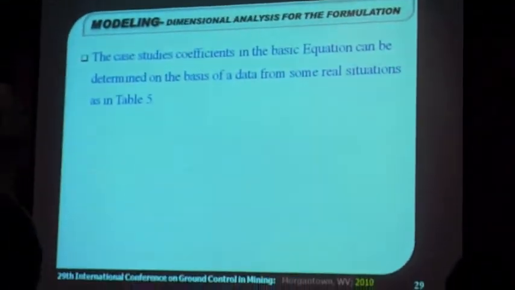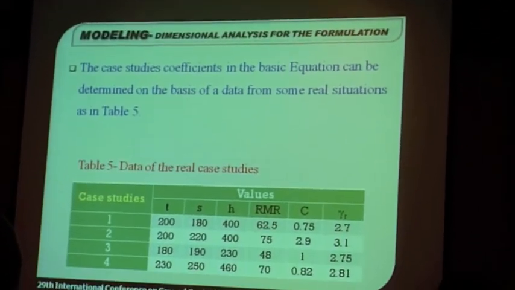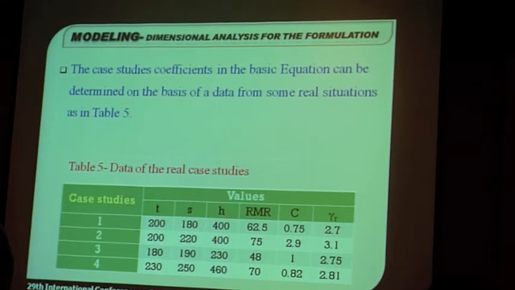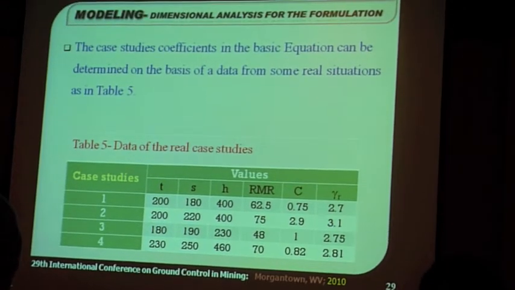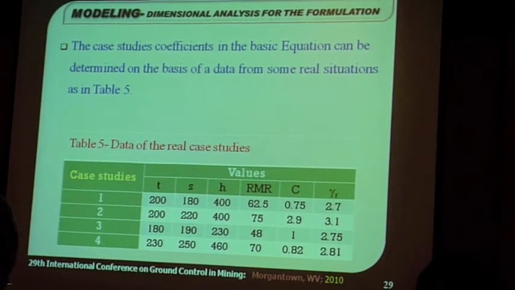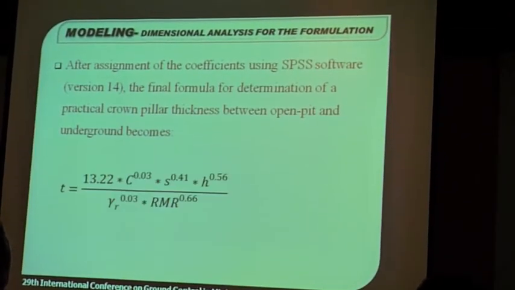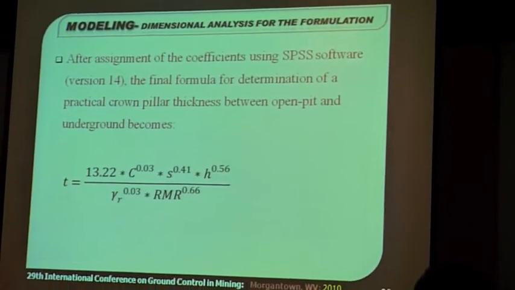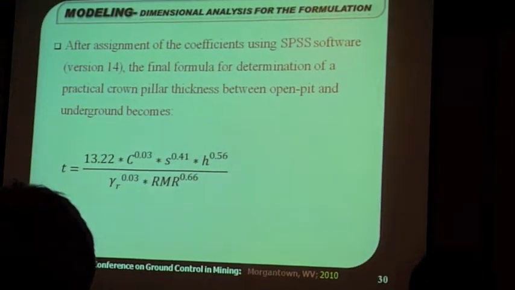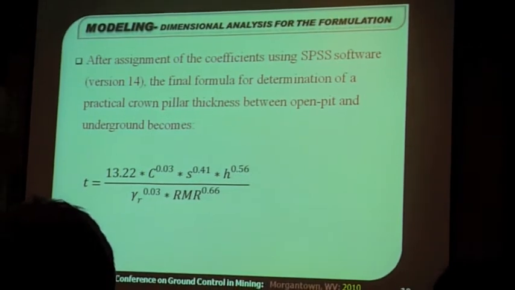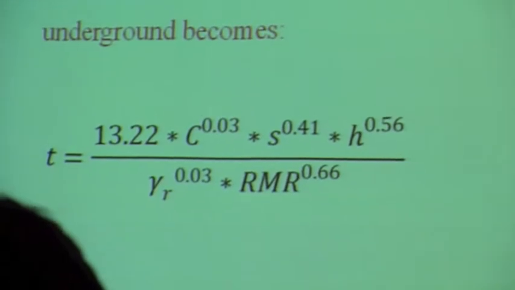4 different mines. We have all these numbers. We have obtained these numbers. And by the use of these numbers, we are going to find A, B1, B2, and B3, which will take us to the final formula, which is this one. This equation will give us the thickness of the crown pillar between surface mining, an open pit, and underground mining, if we are going to use block cave.